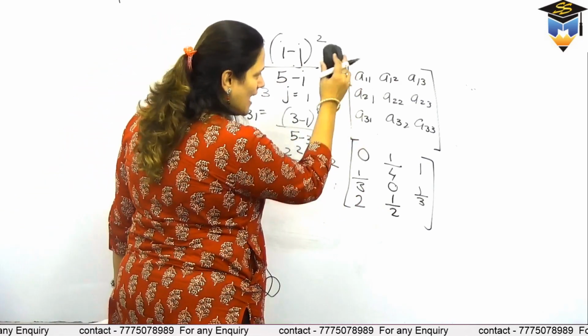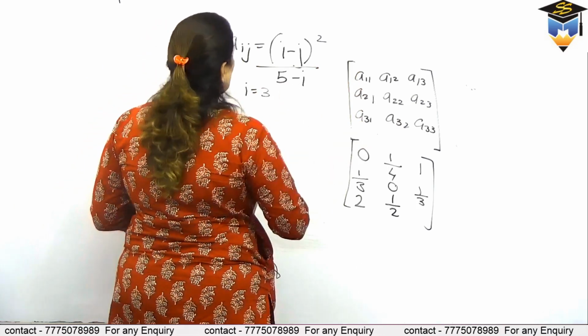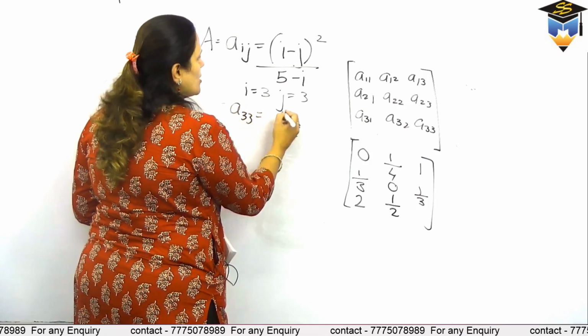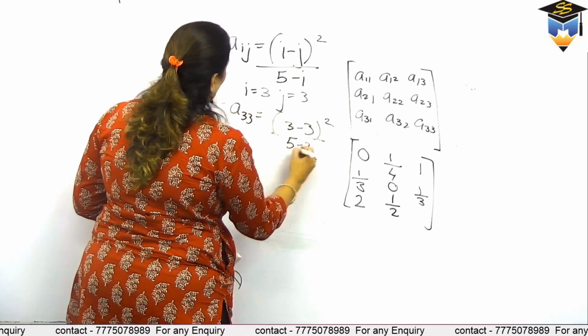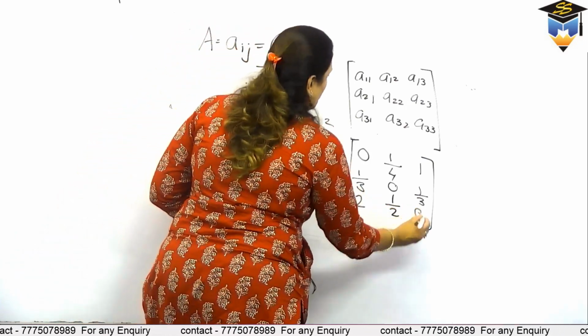Okay. And the last element A33. So substitute the value of i as 3, j as 3, and you will get A33, which is nothing but, again in this case, are we going to get a 0, guys? Yes, we are going to get 0.